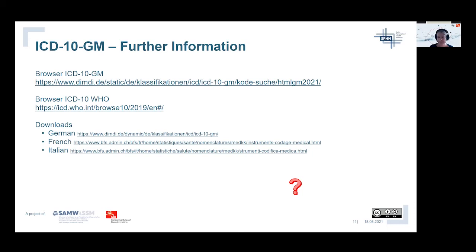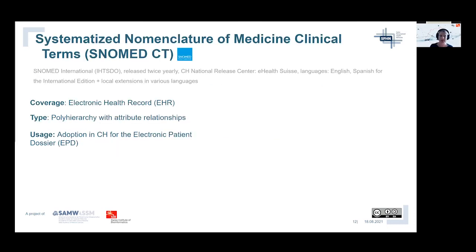So next, coming to SNOMED CT. It is a polyhierarchy with attribute relationships. So an ontology-like classification, and it's very broad. It covers, or it aims really to cover, the whole electronic health record, everything what you can find in a hospital to encode data should be in. And Switzerland has a license, and the National Release Center for Switzerland is eHealth Swiss. So when you use it, please get a license from eHealth Swiss. It's free. It doesn't cost anything.